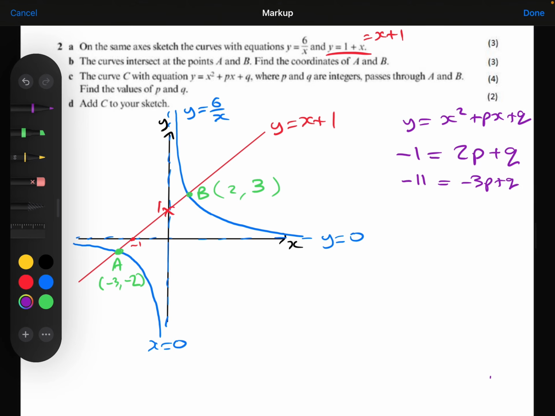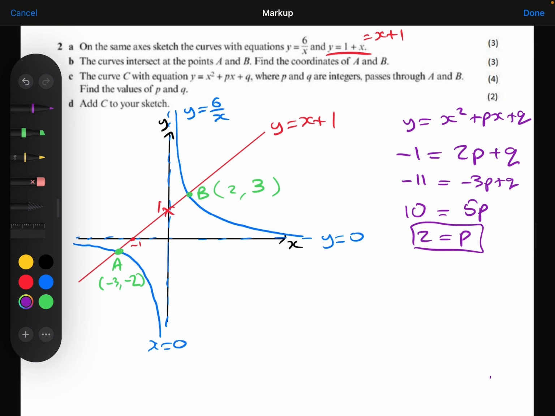So on the left hand side, the minus 1 minus minus 11. So minus 1 plus 11 is 10. The 2p minus minus 3p, so 2p plus 3p is 5p. And the q minus the q is 0. So 5p is equal to 10. So p is equal to 2.